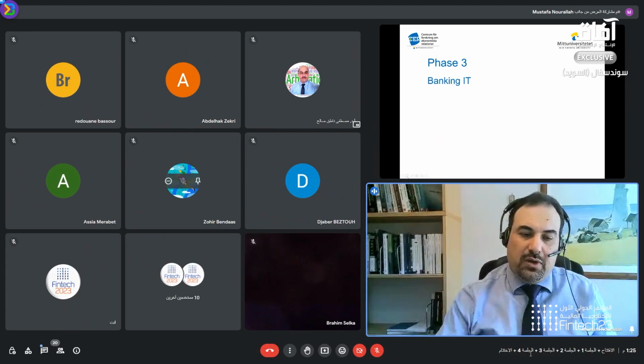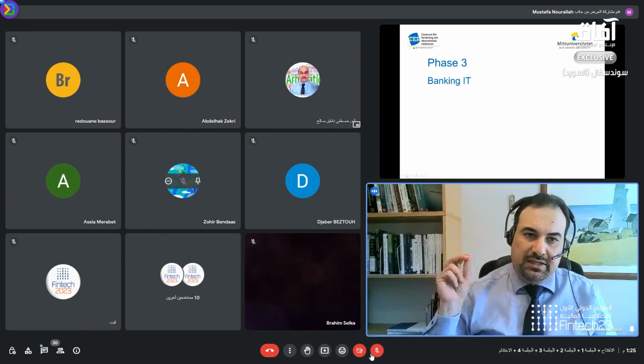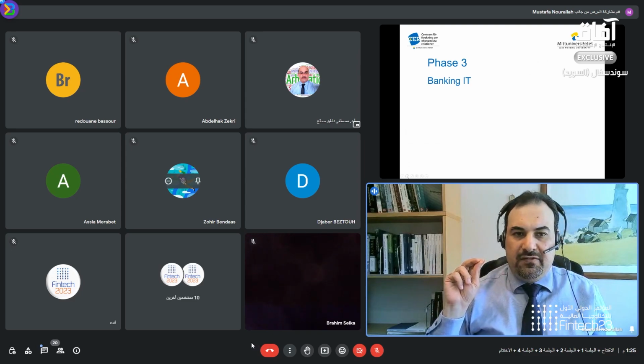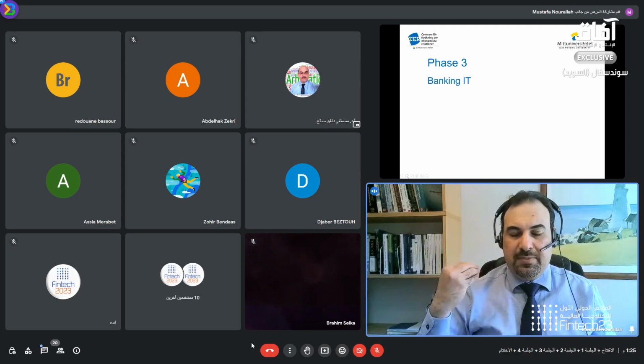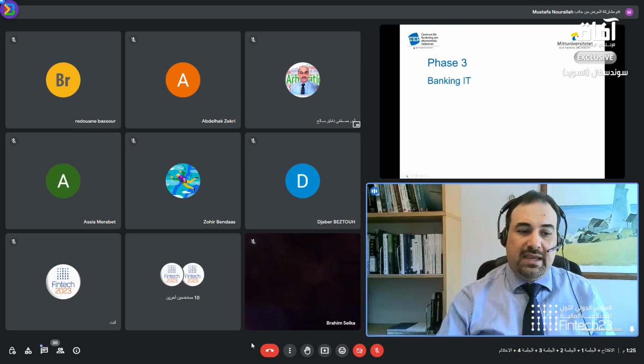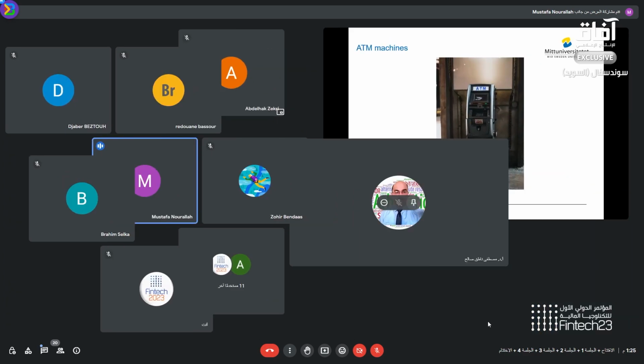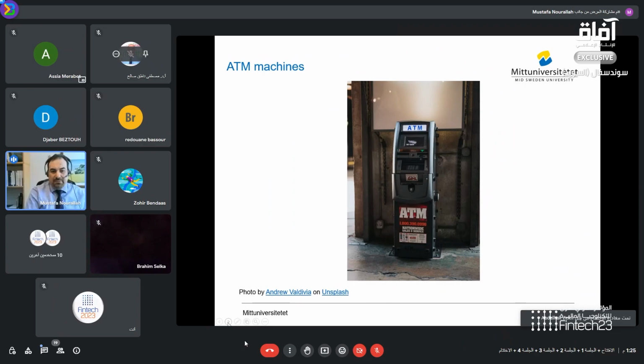The third phase, which most people would agree is probably the first financial technology that people use, is banking IT. A very good example, I guess, is ATM machines. Especially the introduction of ATM machines in the United States in 1956 and then later in Europe in the 1960s, these machines represent probably the big brother, if I can use this terminology, for fintech.